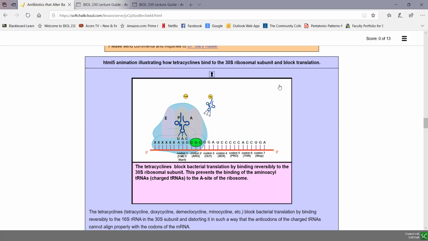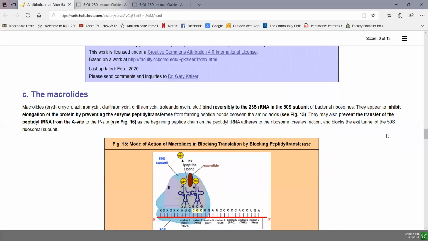And so the transfer RNA never lines up, and the message just keeps being read. The drug's preventing the anticodons from pairing with the codons, so no amino acids are inserted, and again, no proteins are made. If we look at macrolides like erythromycin, azithromycin, these bind reversibly to the 23S ribosomal RNA of the 50S subunit.